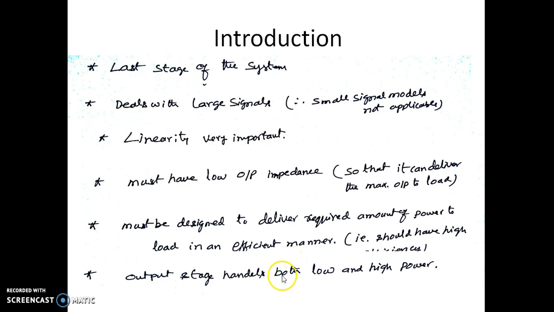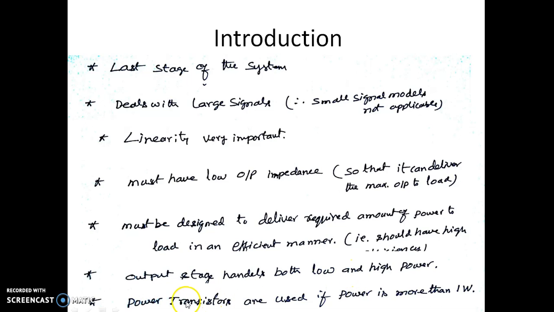The output stage handles both low as well as high power. The power that is handled by these power amplifiers will be low as well as high power. So power transistors are used if the power is more than 1 watt. So we know that for all amplifiers you need to have a transistor. If the operating power is more than 1 watt, we want to use power transistors in place of normal transistors.